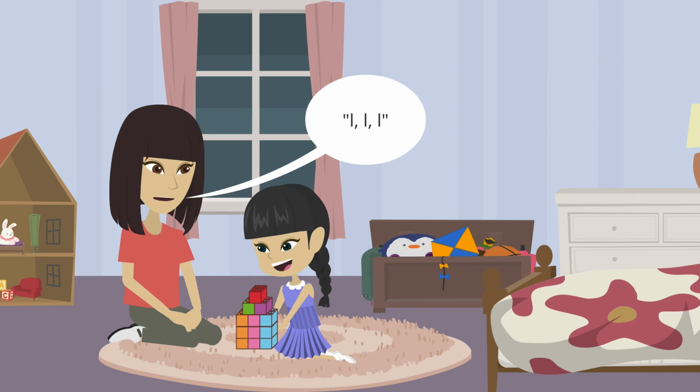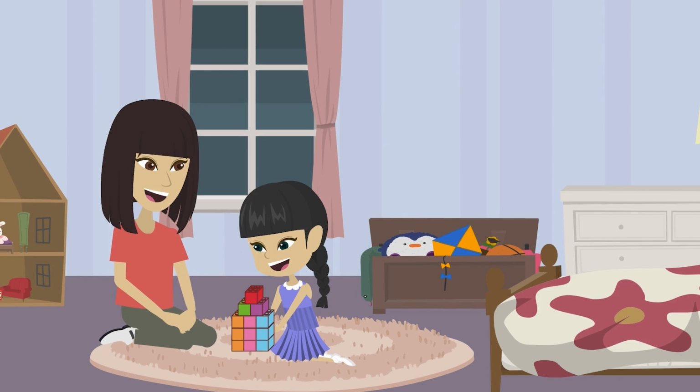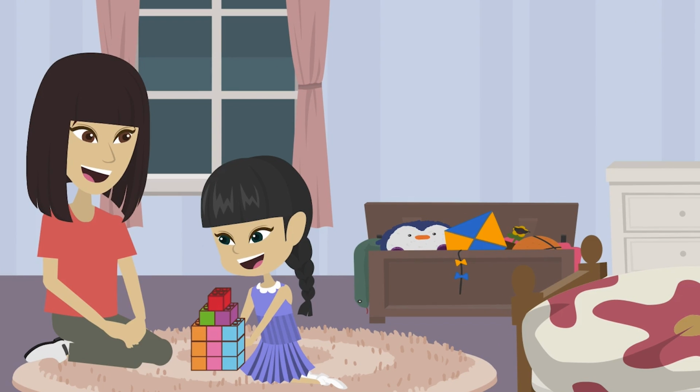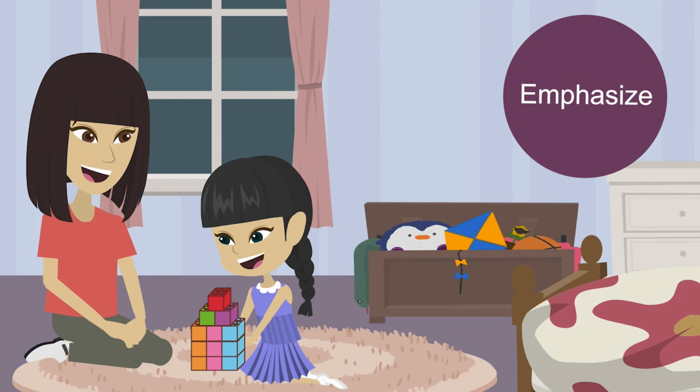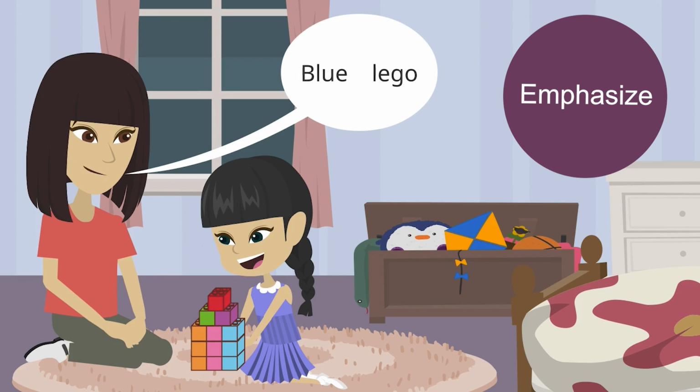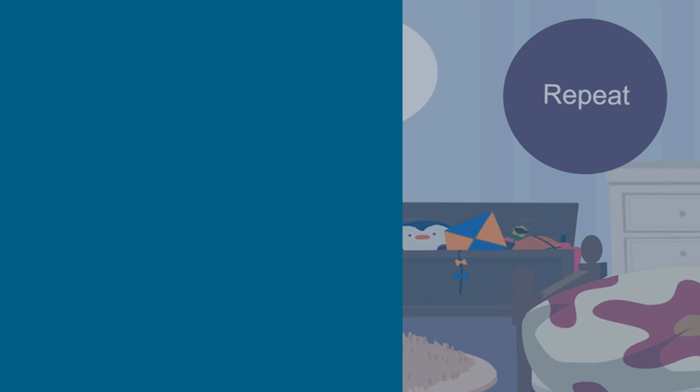"Ul, ul, ul." Like in the example, you can emphasize the sound by pausing before you say "Lego" and say the "ul" a little louder and longer. You can repeat "Lego" a few times and say "ul" by itself.